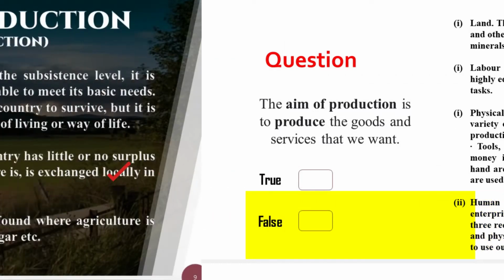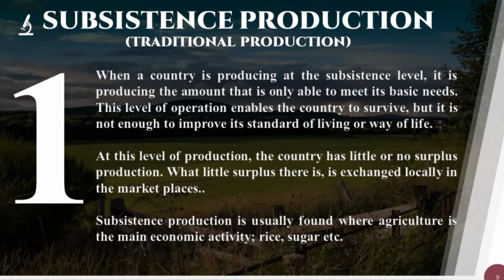listed before. The subsistence production, or what is known as traditional production. When a country is producing at the subsistence level, it is producing the amount that is only able to meet its basic needs. In other words, at this level of production, the country has little or no surplus production. Subsistence production is usually found where agriculture is the main economic activity, such as rice, sugar, and to name a few.